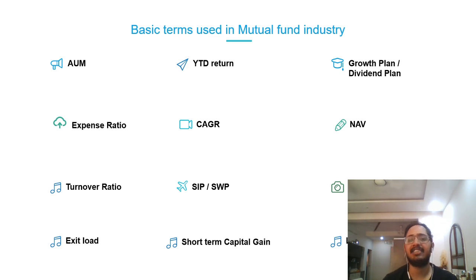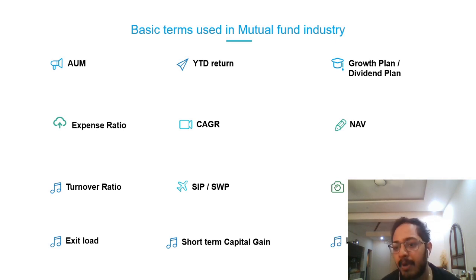Now AUM is assets under management. Like what is the total corpus of funds that the mutual fund has is called the AUM. Next, YTD. YTD is the year to date return. Like compared to right now, we can see from 1st Jan till date how much return the mutual fund has generated, which is called a YTD return.